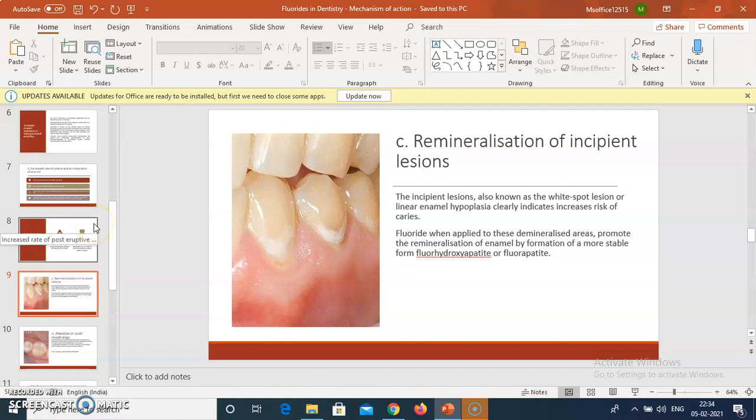So in the previous video we had started with the mechanism of action of fluorides. So far we have discussed two mechanisms. The first mechanism is increased enamel resistance or reduced enamel solubility. And the second mechanism is increased rate of post-eruptive maturation.